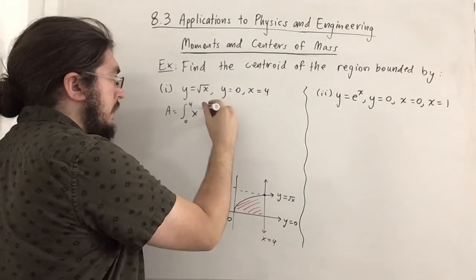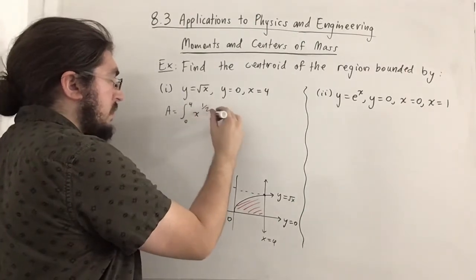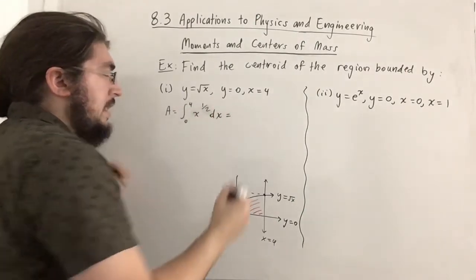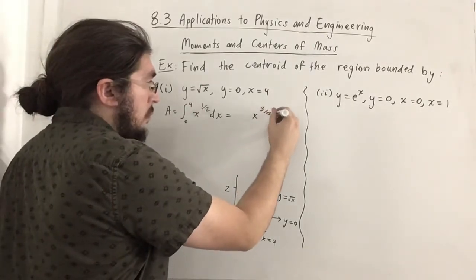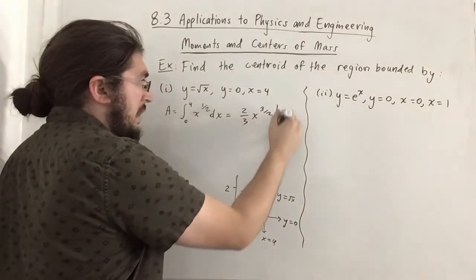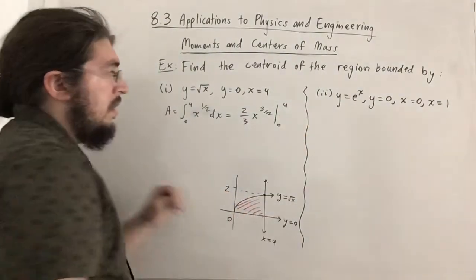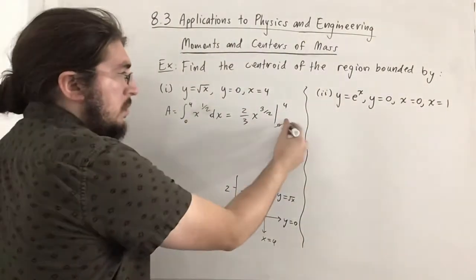Try that a little better. Okay, there we go, looks better. And now we know the antiderivative of this is x to the 3/2 divided by 3/2, or multiplied by 2/3, and then evaluate between 0 and 4. Of course, when you plug in 0, it's just all 0, so we don't need that.